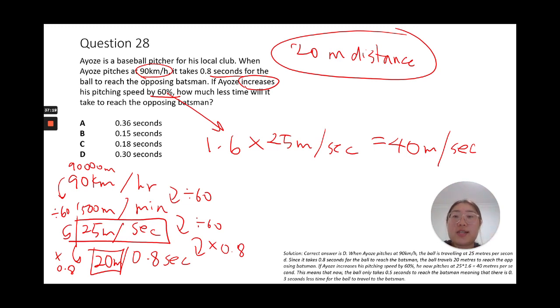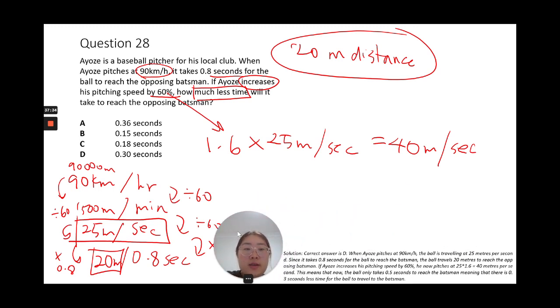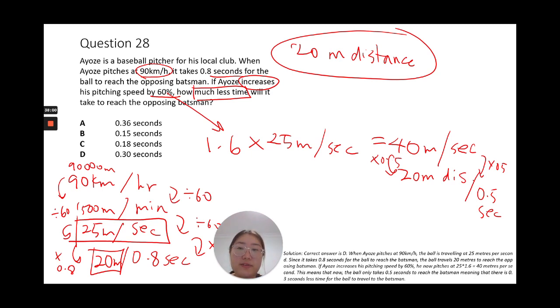So how much less time will it take to reach the opposing batsman? 40 meters per second. Okay, so how long is the distance again? It's a 20-meter distance. Note the circled bit. So if it's a 20-meter distance, and it's 40 meters per second, for 20 meters, it's half, isn't it? Okay, we'll times 0.5. You actually get half of a second. The whole 40 meters takes 1 second. So 20 meters will take 0.5 of a second.